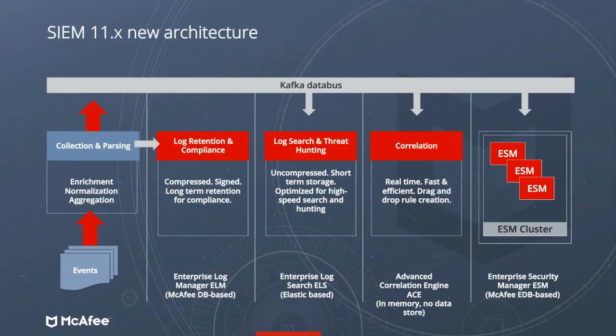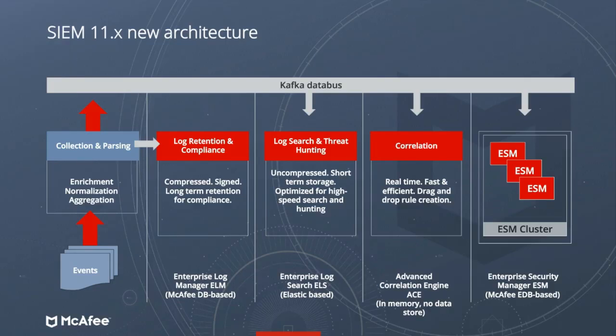This just shows the differences here in 11. Your events are going to come in to your receivers where they'll be collected and parsed. And then they'll be loaded onto the Kafka data bus. From there, the ELS, the ACE, and your ESMs will all consume from the data bus. So this is a much more efficient process to get your events around to where they're needed. The ELM actually doesn't change. It uses the same method as it always has. The receiver just sends it straight to the ELM for that retention and compliance.